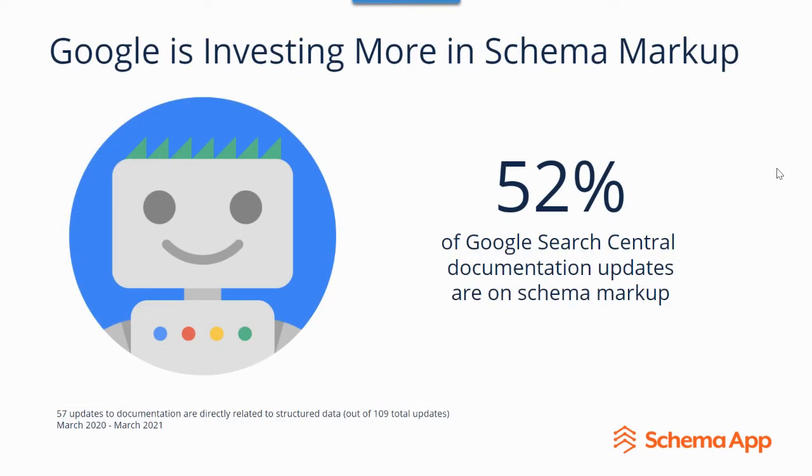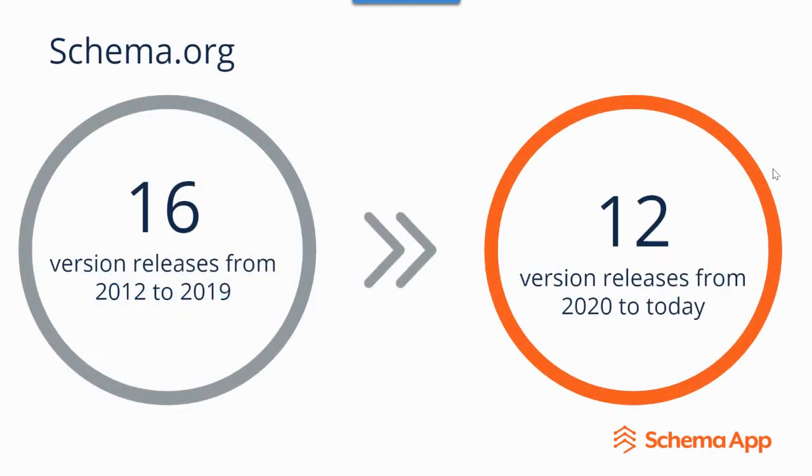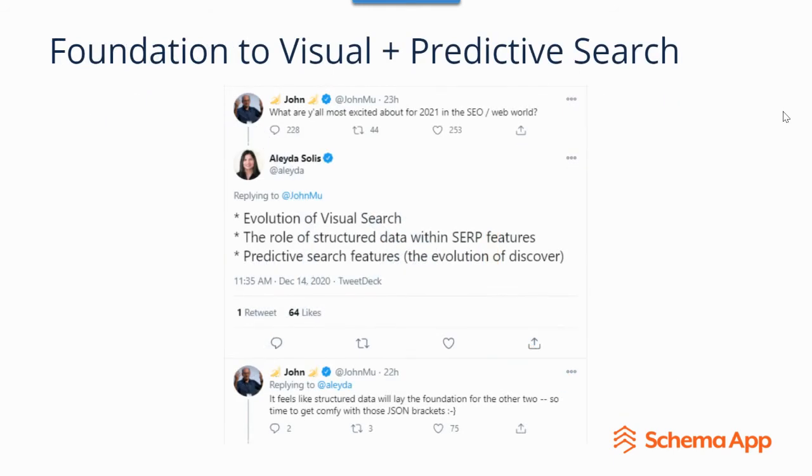Now, this area of search isn't going away. In the last year, we saw Google investing more in this space, to where 52% of their documentation updates were all around schema markup and structured data. The vocabulary or the language that you translate your content into was released in 2011. In those first 7 years, there were 16 different releases. Since 2020, there's been 12 releases. So it's really accelerating both the complexity and coverage of things that you can translate.